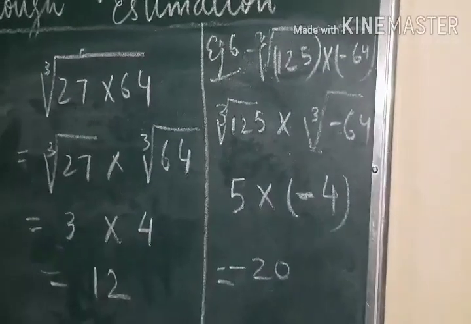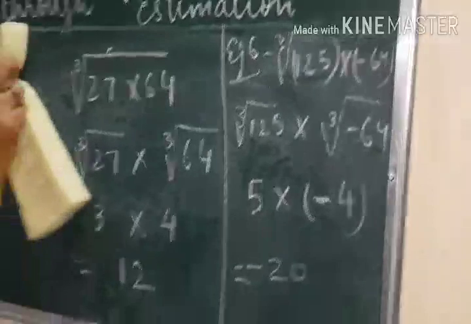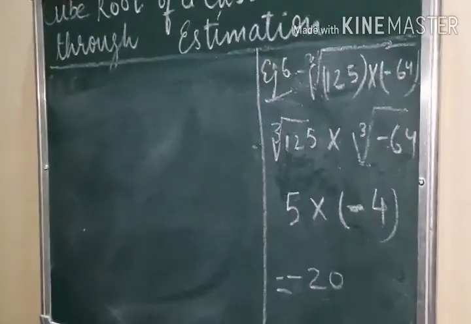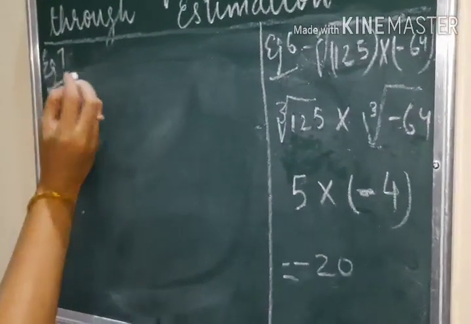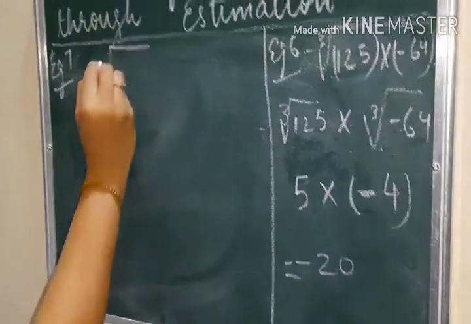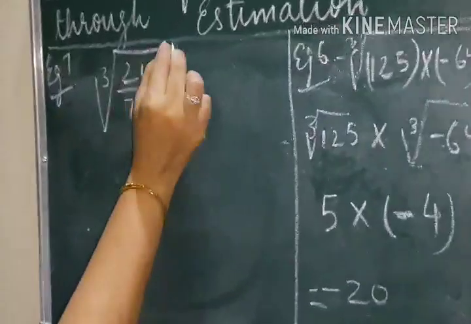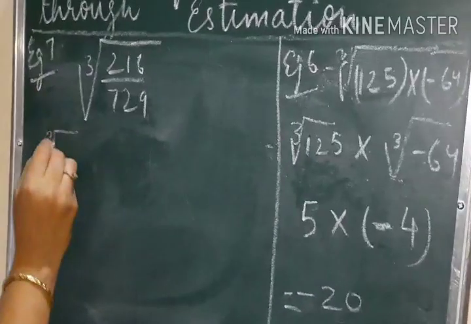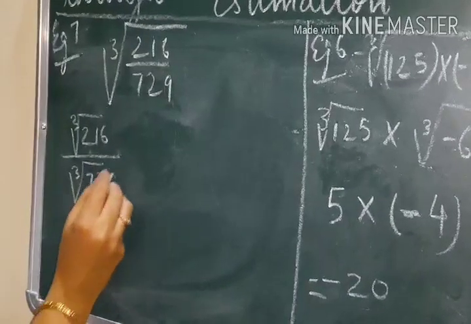Right? Now similarly for division also, if it is two numbers in division, then again you just take them separately. Example number 7. Cube root of 216 upon 729. Okay. Now as it is in division, again we will write them separately. Cube root of 216 upon cube root of 729.